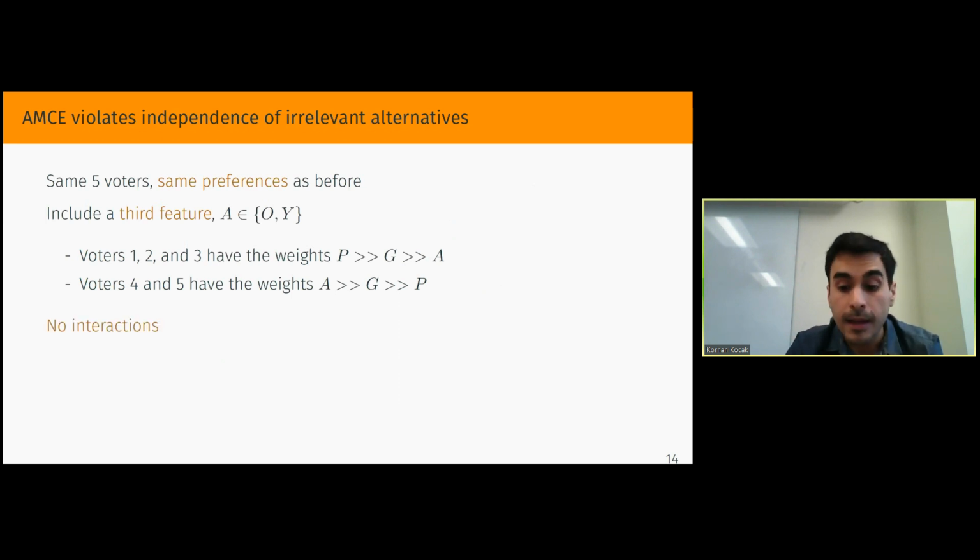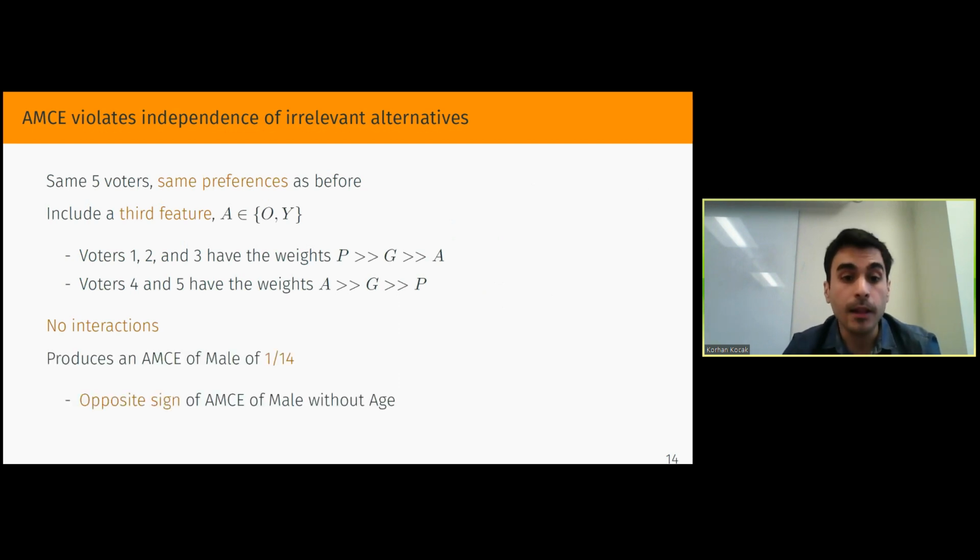And to reiterate, there are no interactions whatsoever. So if you prefer females to males, you prefer old females to old males and young females to young males. There's no interaction between preferences across different features. But nonetheless, what I can show you is that if we calculate the AMCE of male in this new example, we get an estimate that's positive. So now the AMCE tells us that being male is good in this population. So by including a third feature, even though it doesn't interact, we flip the sign of the AMCE of male.